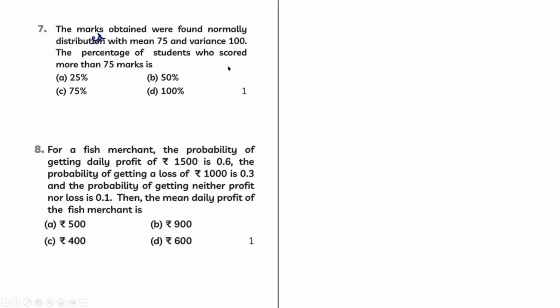Here we can see that there is no table value which is given. Here they have given the mean as 75 and variance as 100. So here the mean mu, 7th question, mu is 75, variance sigma square is 100. For normal distribution we need sigma. Sigma is root 100. Now we are asked probability of x more than 75.